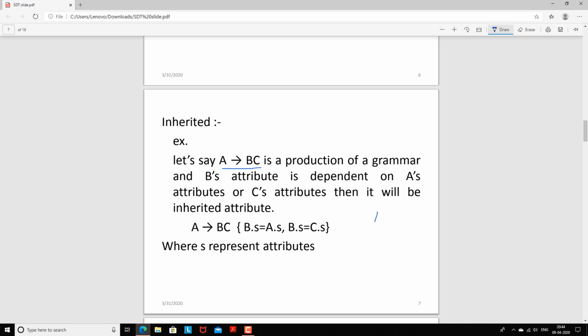Suppose this is a production and this is the corresponding SDT. Here we have seen that in this SDT there are two tasks performed on the reduction of this production. B's value is calculated with the help of A's values, and B's value is calculated with the help of C's values. So here I have again drawn the parse tree, A turns to BC.